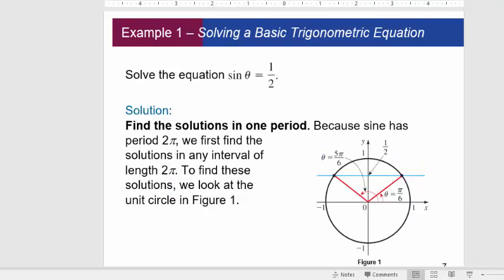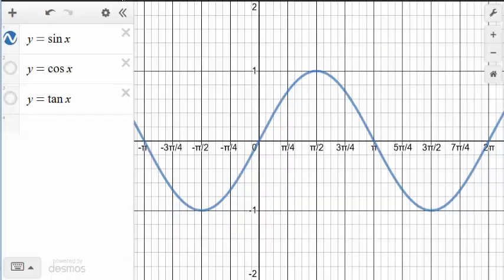So here's the first one. Solve the equation sine theta equals 1/2. The first thing you want to think about here is that if we have our sine function on any one period, let's say from 0 to 2 pi, it's going to take on each of its values twice, with the exception of 1 and -1. It's only going to hit 1 at one place, pi over 2, and it's only going to hit -1 at one place, 3 pi over 2. But every other value, it's going to hit twice in that period from 0 to 2 pi. So that's something you want to keep in mind.